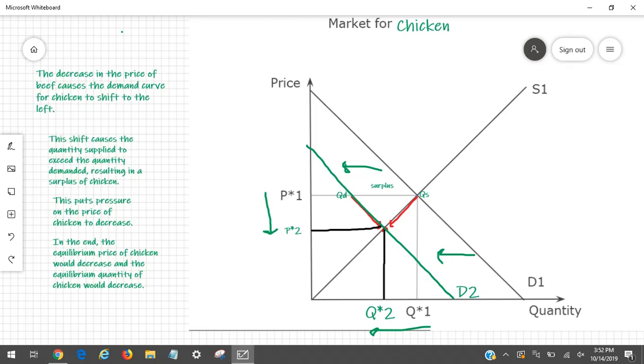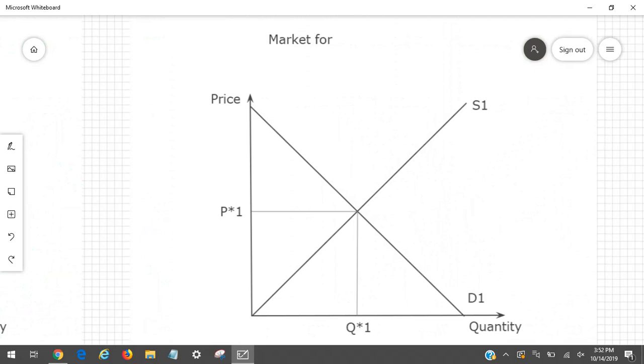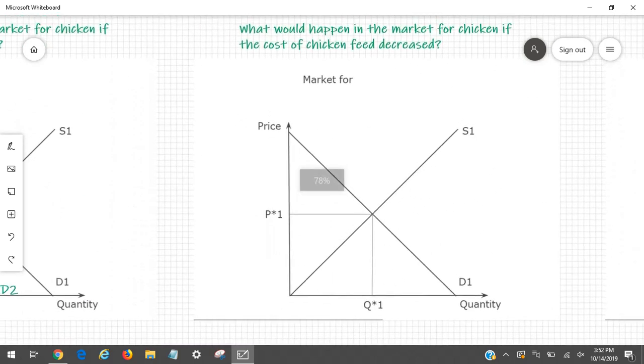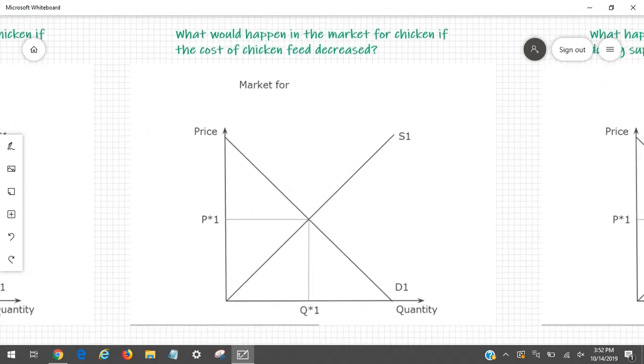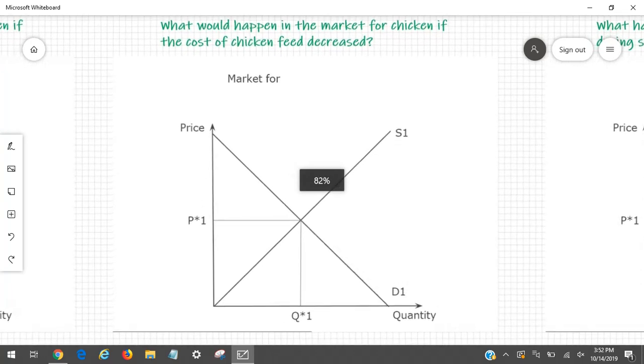All right, so now let's go through a few more examples. I'll go much faster on these next ones, so bear with me. All right, the next question said, what would happen in the market for chicken if the cost of chicken feed decreased? Okay, so the first step is determining which of the 10 determinants of supply and demand applies.